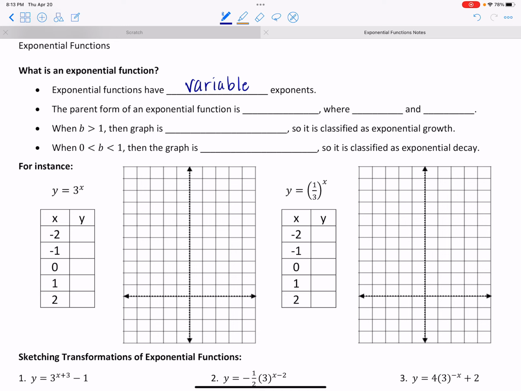So in parent form, an exponential function would be something like f of x equals some base, we'll call it b, raised to the x power. So the base is some fixed growth factor, and we'll talk about the factor portion of that in a second. But the variable exponent, again, is going to cause that growth or decay, depending on what that base is.